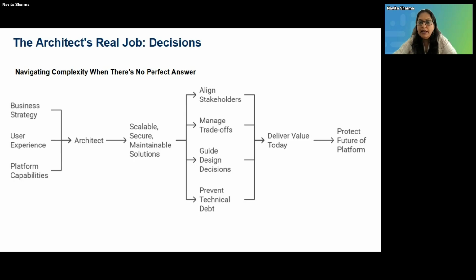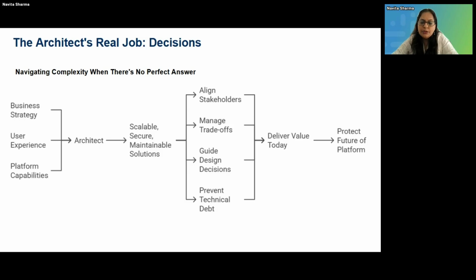Now, once the architect has all three inputs, they design an architecture, a solution, which consistently has these 4 or 5 parameters. One is that it is scalable. Scalability means that something you're designing today is applicable for a certain agreed duration. Security is of utmost importance in every solution, because it aligns with the Well-Architected framework, which Salesforce launched approximately 3 years back.